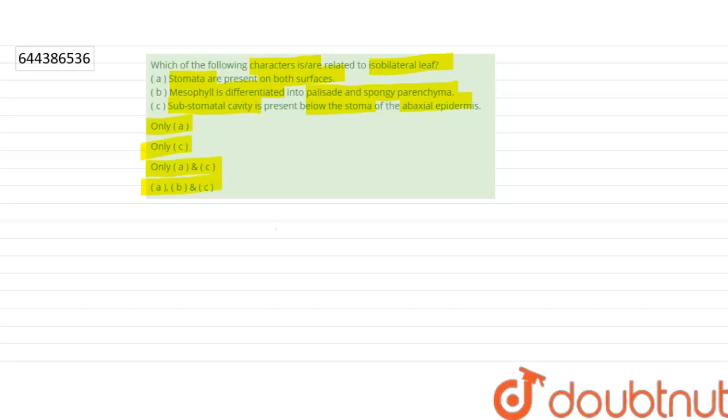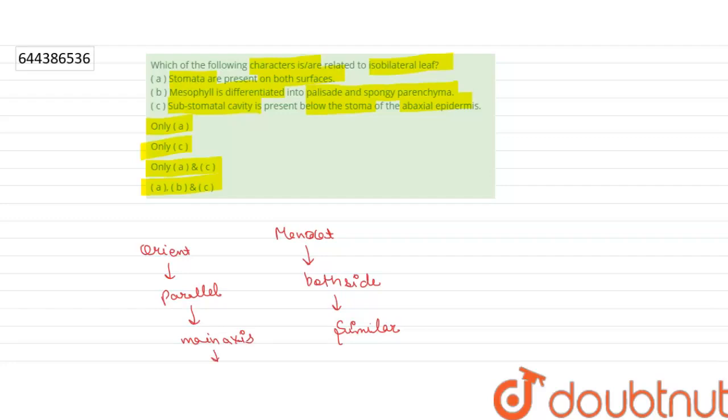So students, monocot leaves are known as isobilateral leaves because both sides of monocot leaves are more or less similar. That's why they are known as isobilateral leaves. Isobilateral leaves orient themselves parallel to the main axis and parallel to the direction of sunlight.